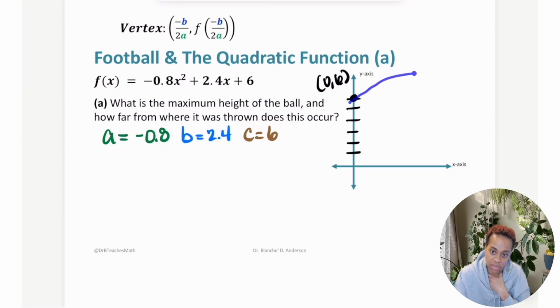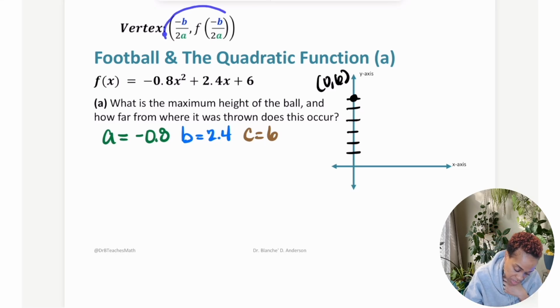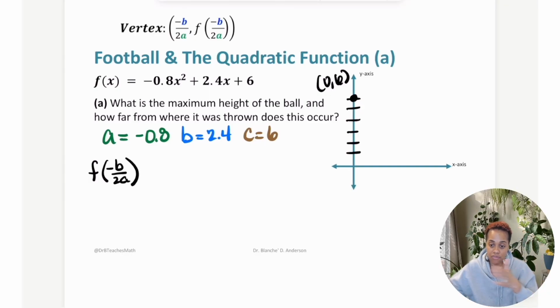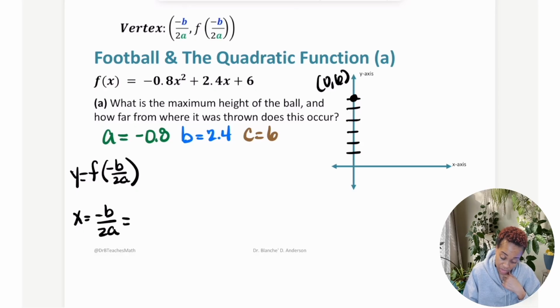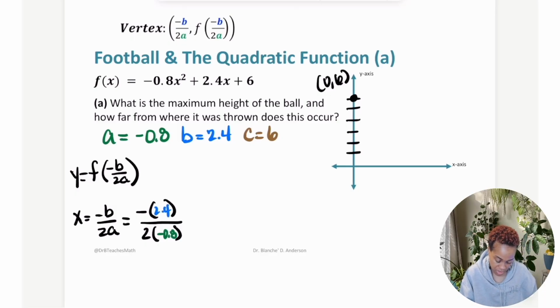But they ask, when the ball is first released, what's the max value? How high did it go? And at what x location was that max value? So that's what we're trying to find. That's why I called it a real world example, because you can see how it works. So that means we need to find the vertex, right? The height is going to be the y value, and how far is going to be the x value. So x equals negative b over 2a. We need this first, right? So negative b over 2 times a, which is negative 2.4 over 2 times negative 0.8.